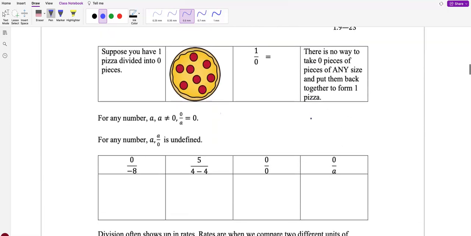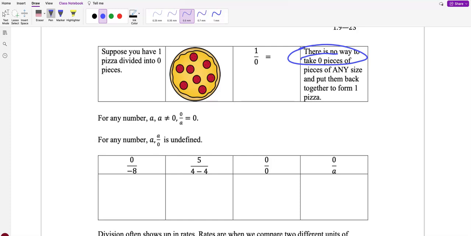Where it falls apart is in this one. Suppose I have 1 pizza and I divide it into 0 pieces. 1 divided by 0, we think it's undefined, but let's just explain it. If I divide it into 0 pieces, no matter what size there is no way to take 0 pieces of anything and get back to 1 pizza. So you cannot divide by 0. You can't divide it into 0 pieces because the 0 pieces will never be able to come back together to create the whole that you started with.